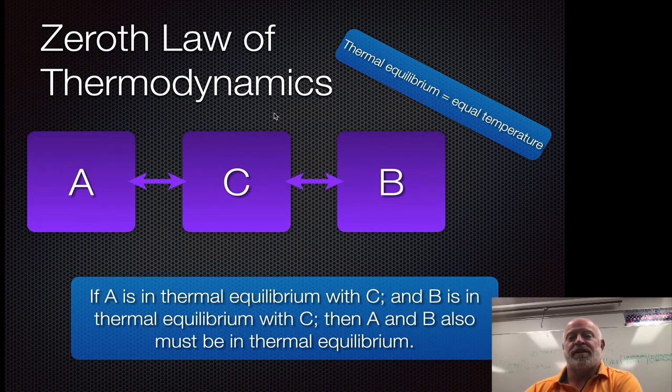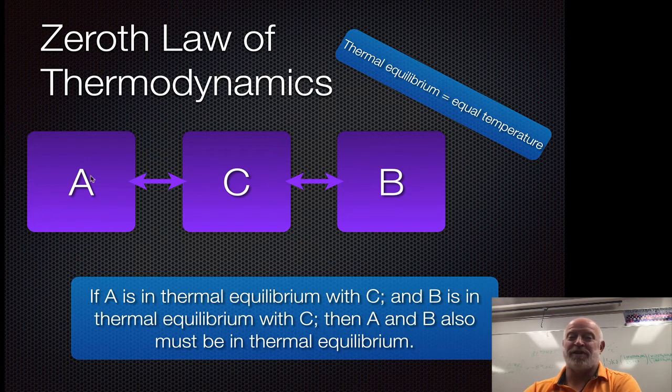So essentially what we're saying in the zeroth law is that if you have three objects that are in contact with each other, so A is in contact with C, C is in contact with B. If A and C are in thermal equilibrium with each other, now be very careful, thermal equilibrium is very specific. It means they have the same temperature, okay? Does not mean they have the same amount of energy, okay? It means they have the same temperature.